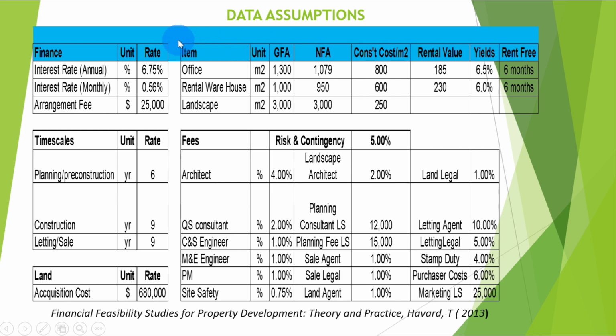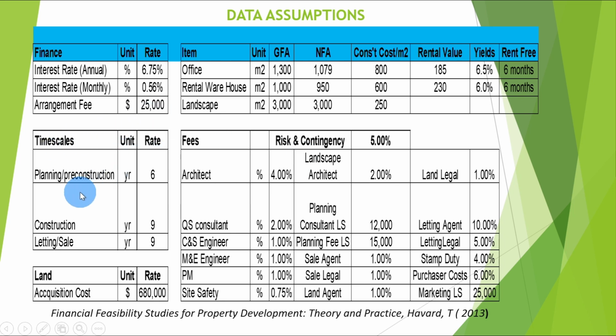Moving to the table, the items are office, rental warehouse and landscape. It is the external infrastructure with the GFA. GFA is gross floor area. I believe many of us who are QS professionals are very familiar with that. And NFA is the net floor area, then construction cost per square meter. We refer to our cost data, and rental value we also refer to our market data, and the yields we have already discussed, and rent free. We will be using these data for calculating the cost of finance. That means the interest incurred we have to pay the bankers in order to get their money.